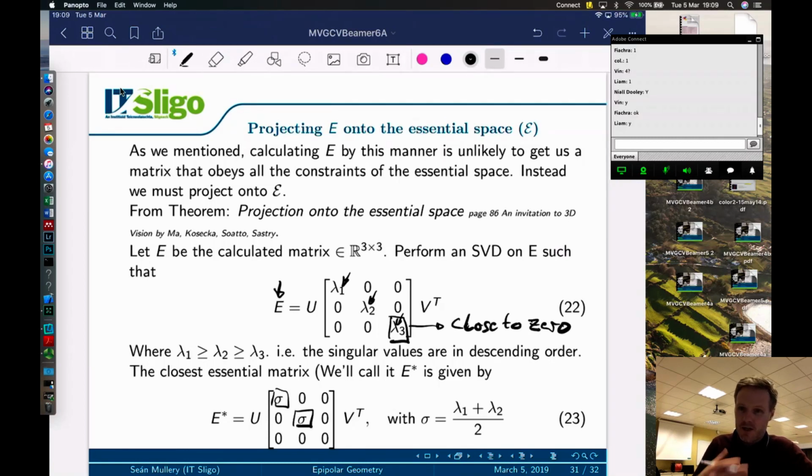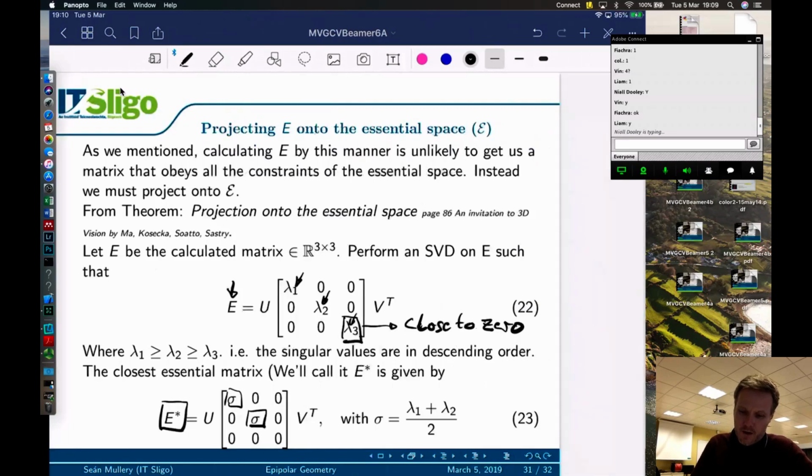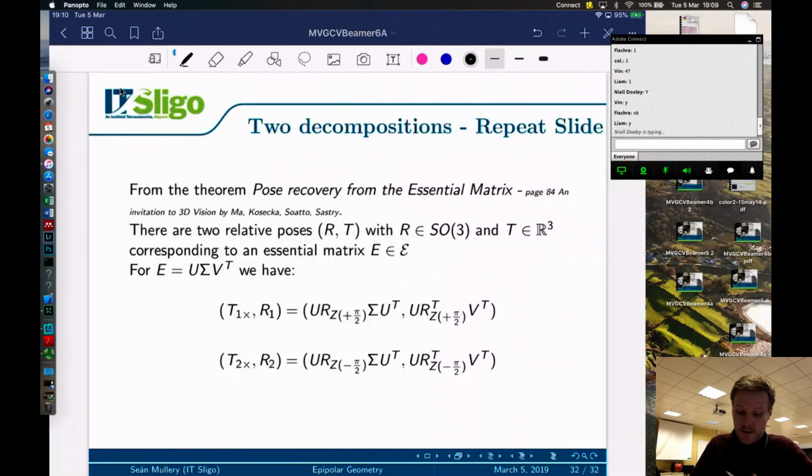Now, if this seems like we're not treating it with care, this is probably the best way we have of getting from the E matrix that we've got, mapping it down to the actual nonlinear space that we have, the closest one. So this will do reasonably well, but just not perfect. We call that E star because it's not exactly the essential matrix that we should have. It's the closest one to the one that we've worked out by this method. And once again, once we have that, you can then work out your rotation and your translation.